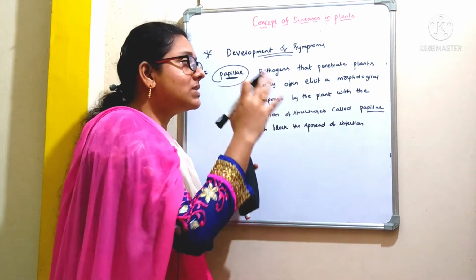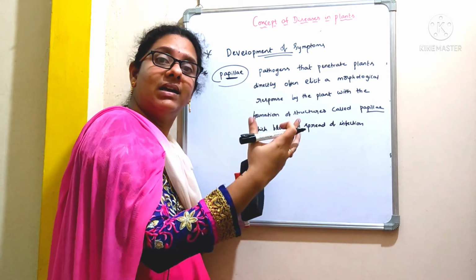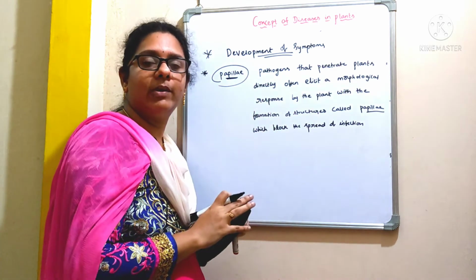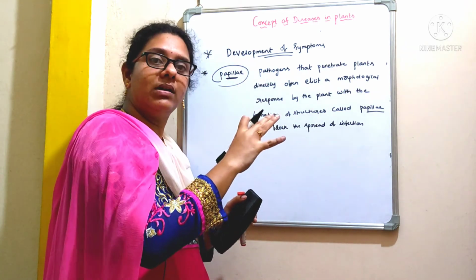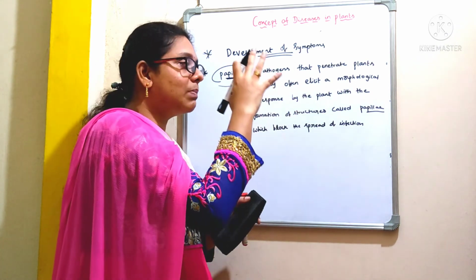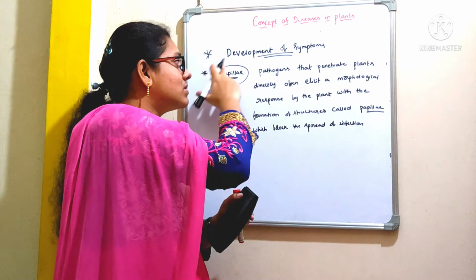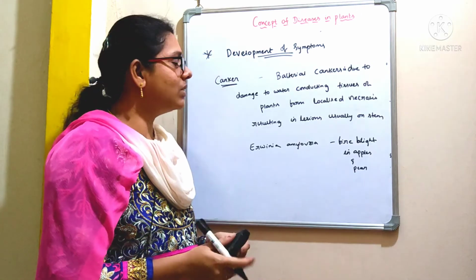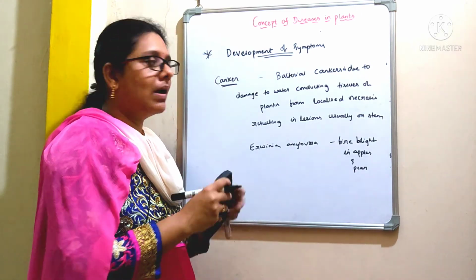I already told you that some plant pathogens can directly penetrate through the cuticle of a plant, right? So after the penetration of these pathogens, as a part of morphological response, plants will form certain structures called papillae. Coming to the other symptom, canker.